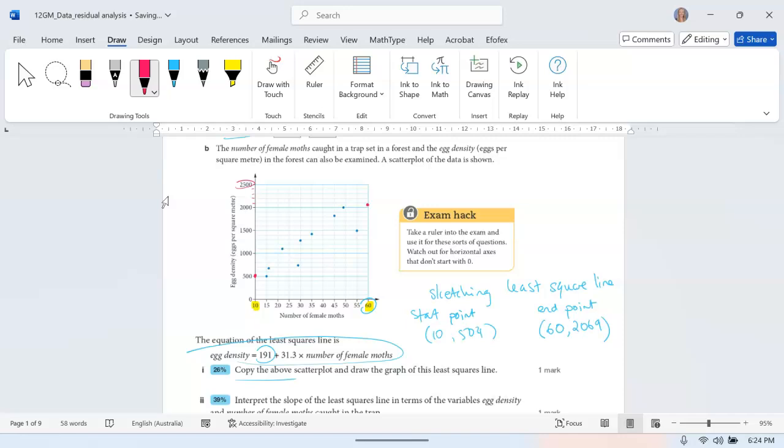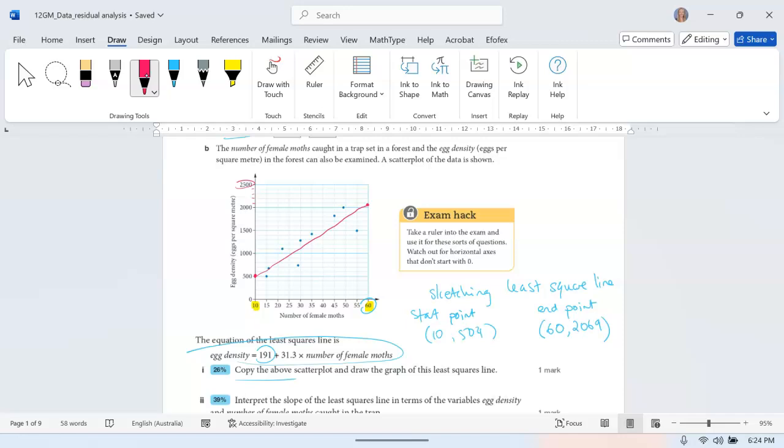Now, when you're sketching, your graph has to go through those 2 points. Don't be sloppy with your lines, and you need to use a ruler. So it's going to be a bit hard for me to do here without a ruler. Let's just see how I go. Usually if I leave my finger on it, it straightens it for me. Not this time. But I can clearly see the two end points.